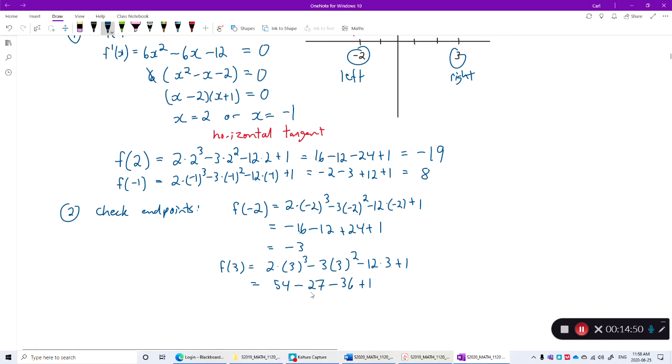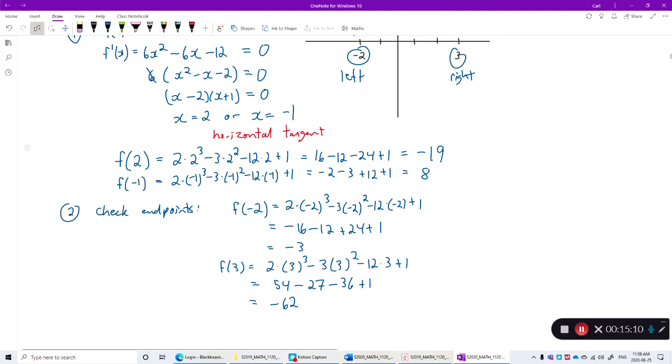Okay, so what is that? So that would be negative 27, negative 63, negative 62. Is that right? I'm a little worried. That seems so very large.